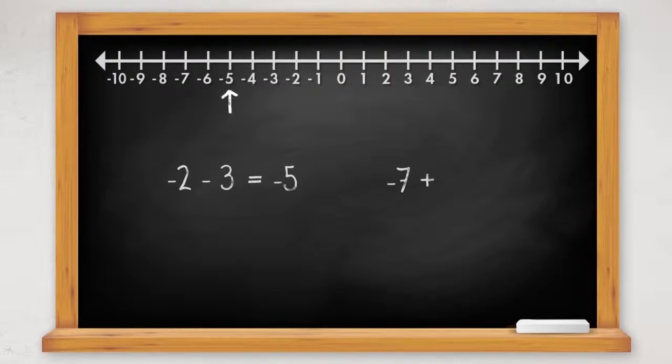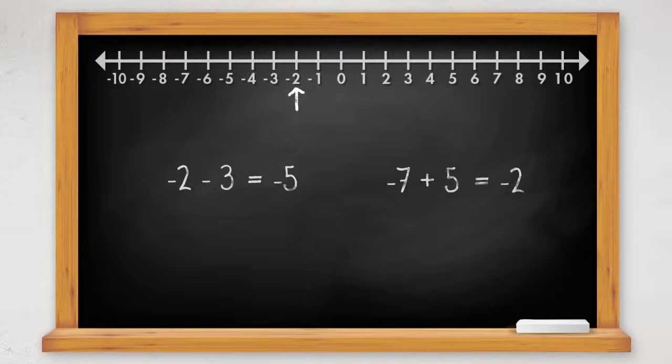Here we have -7 add 5. We haven't got any signs together, so we can just do the calculation straight away. We start at -7 and we are going to move 5 to the right. So we end up at -2.